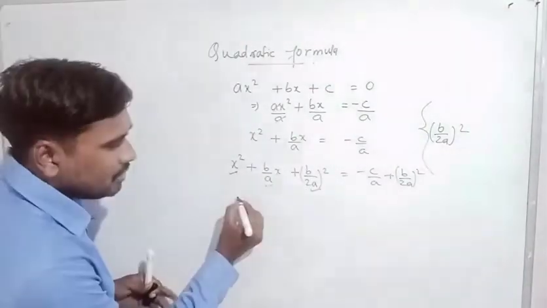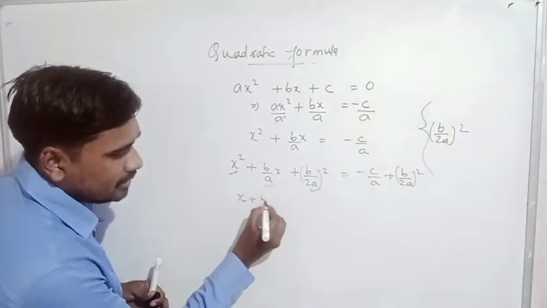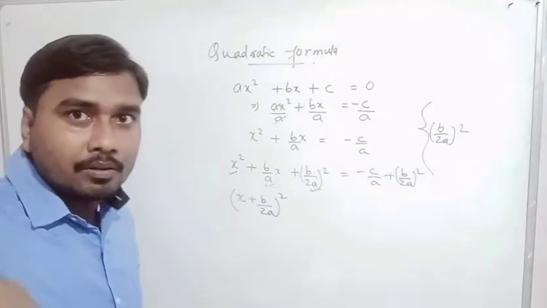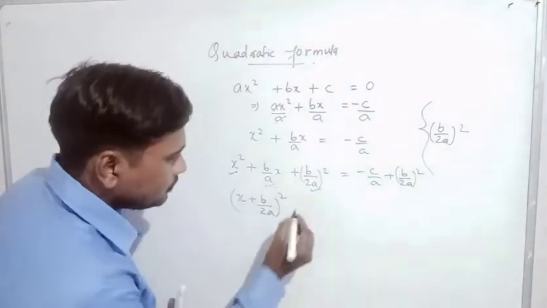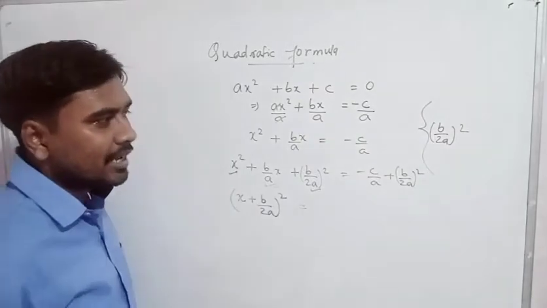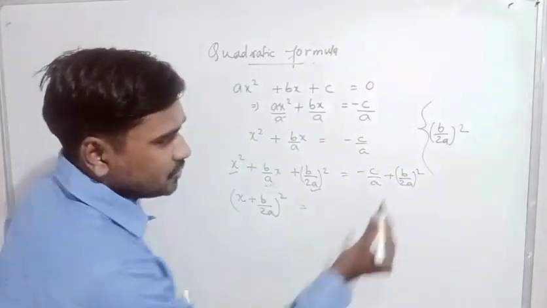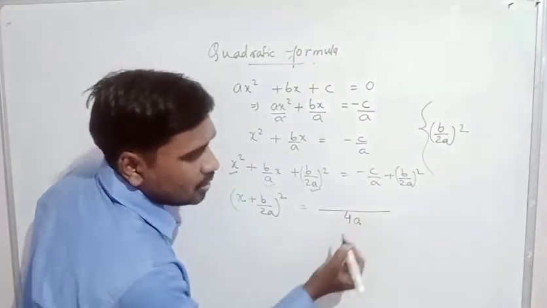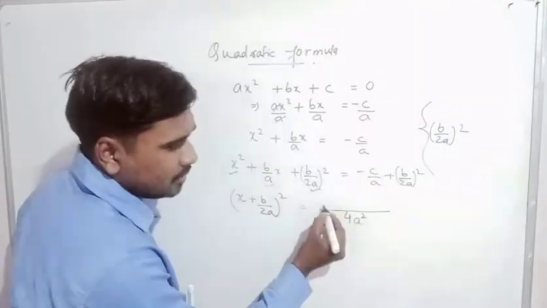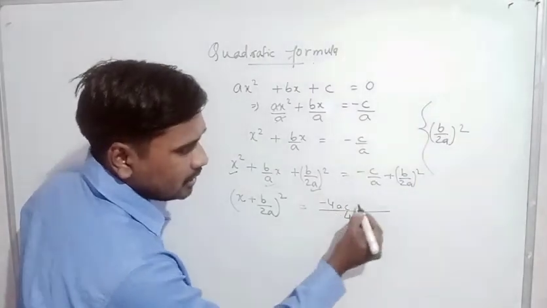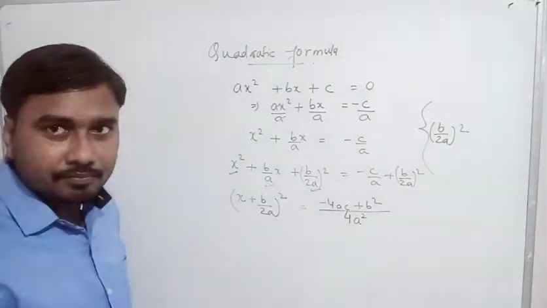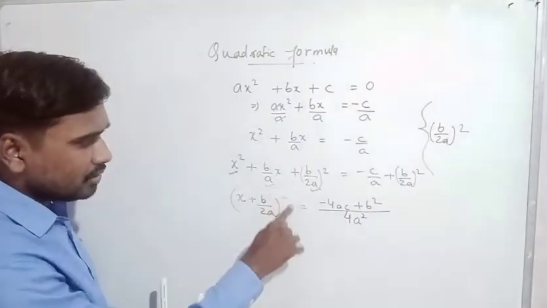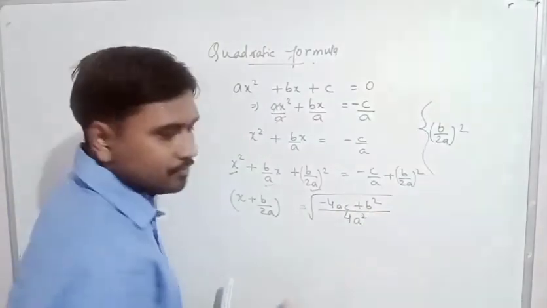So overall this will be the formula a plus b whole square, that is x plus b by 2a whole square, is equal to, when you take the LCM of these two parts, it is 4a square, and this will be minus 4ac plus b square. This whole square will go to that side, so it will be under root.